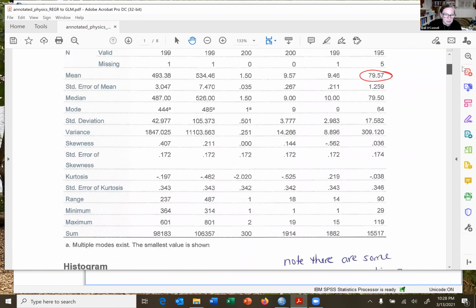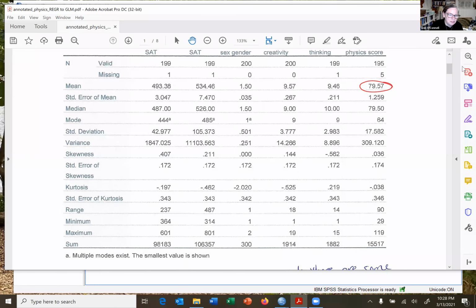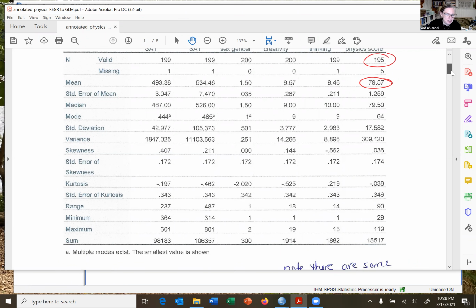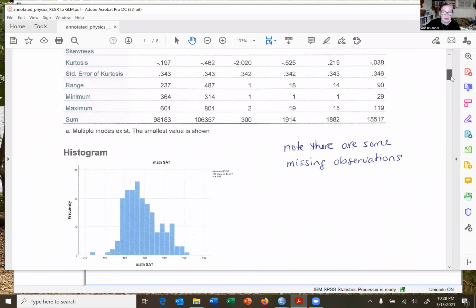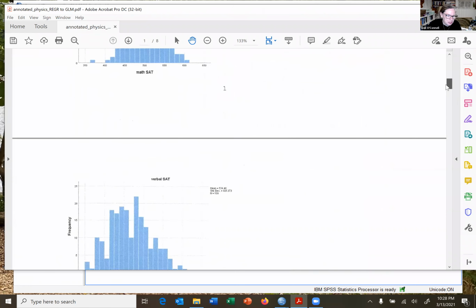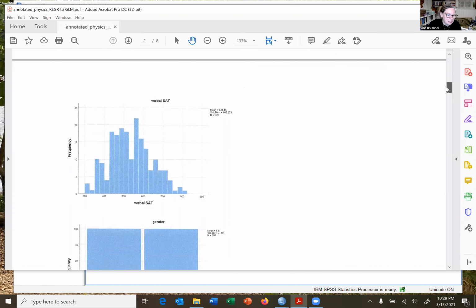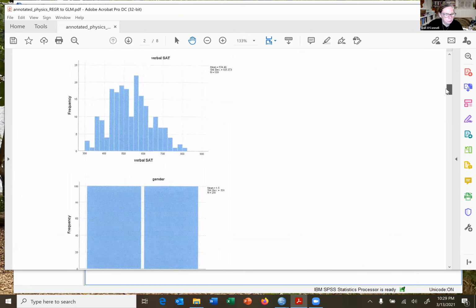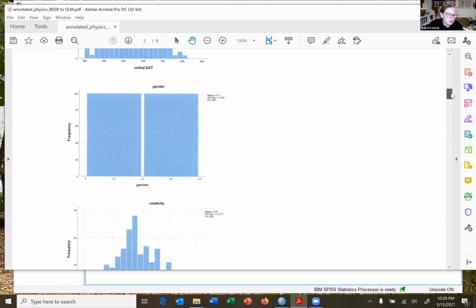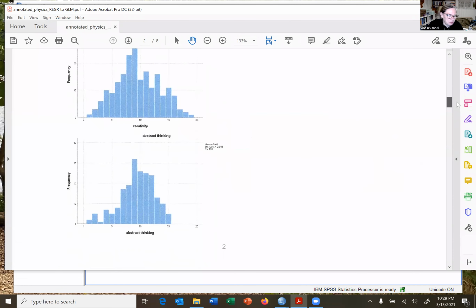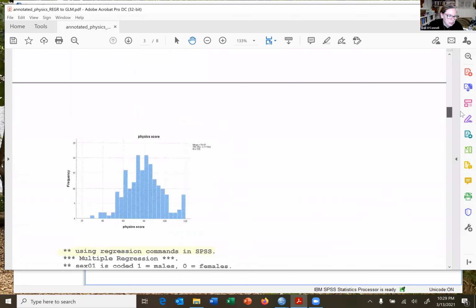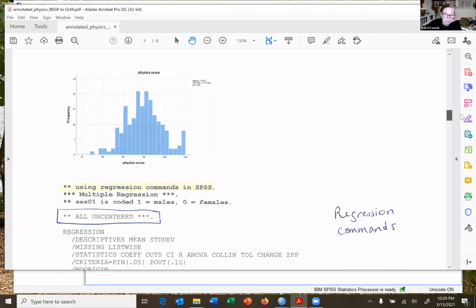One thing I wanted to point out is that there are some missing observations. For physics, there are only 195 complete observations. So we just want to keep that in mind when we're looking at the results and interpreting the values that we see. The first histogram is for math SAT, slightly skewed. Then we have verbal SAT, not really particularly normal. Gender is balanced. Creativity looks relatively normal, and so does abstract thinking. And physics, of course, is our dependent variable.